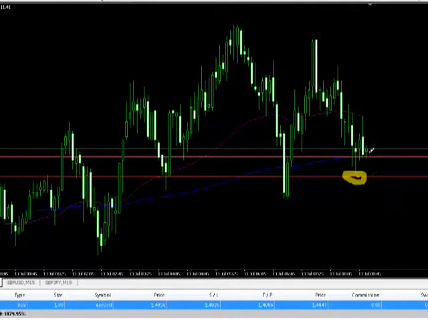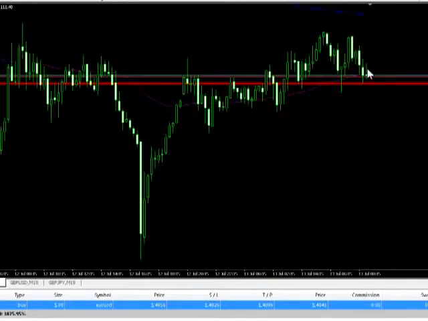For now, as you can see, the market is testing the 200 EMA on the 5-minute chart and the 55 EMA on the 15-minute chart, which is acting as a strong support for the time being.